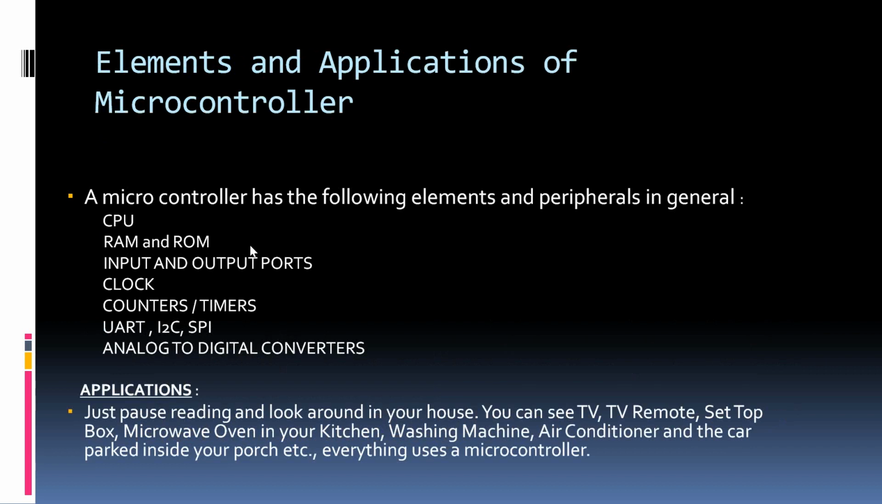Elements and application of microcontroller. First we see elements. First element: CPU, RAM, ROM, input output port, clock, counter, timer, I2C, analog to digital converter. All these are elements of microcontroller. Now we see application. Let's see, in our house we can see TV, TV remote, set-top box, microwave oven, washing machine, air conditioner. All these are using microcontroller.